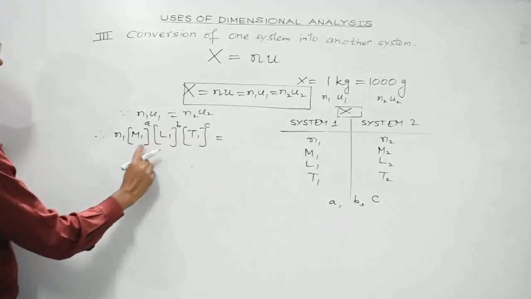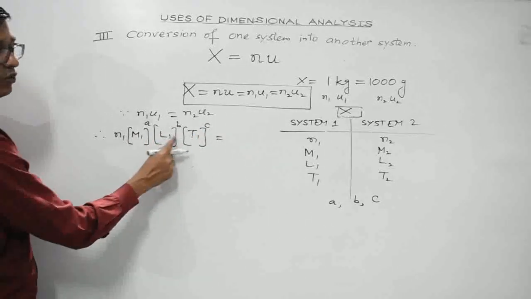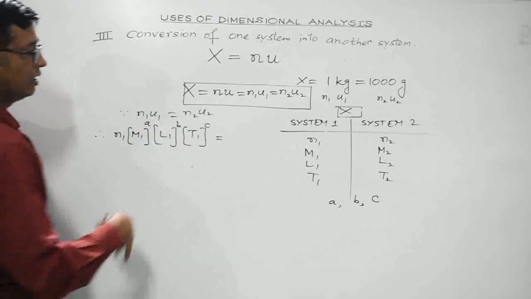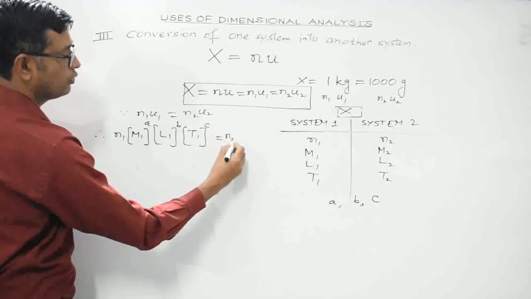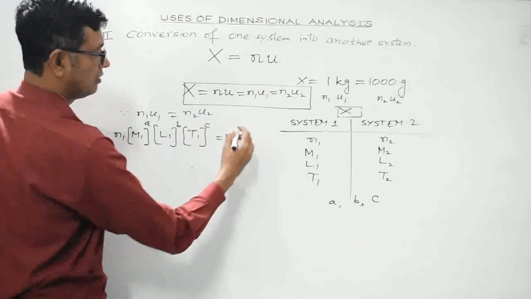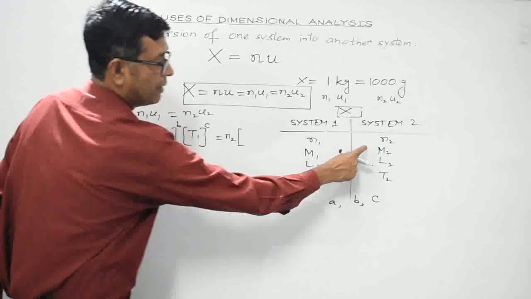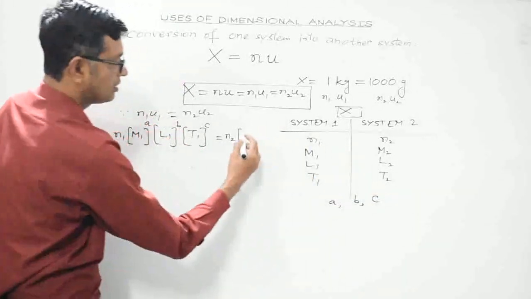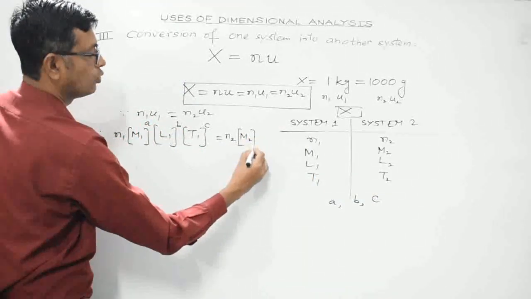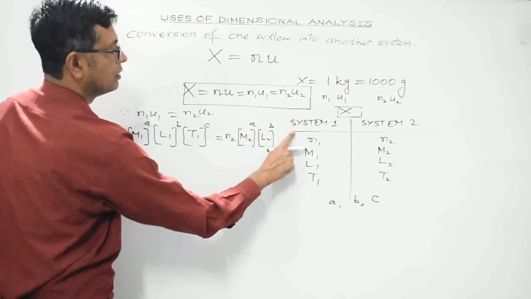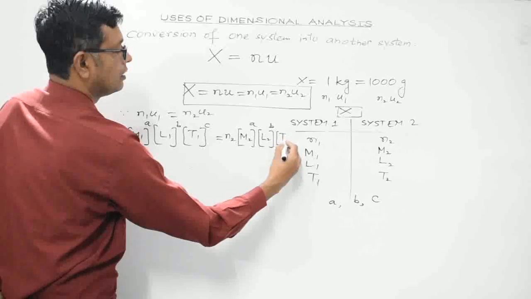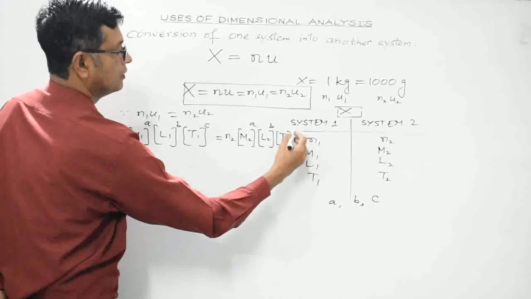This is the first system in which the units are M1, L1, T1. These are the basic units. If you consider the second system, here the numerical value of the same physical quantity is N2, while the unit over there is M2, L2, T2, and the dimensions will remain same. So it may be written as M2 to the power A, L2 to the power B, and T2 to the power C.